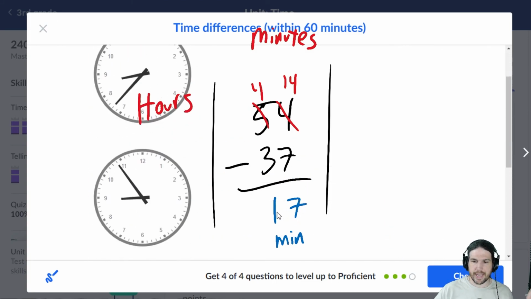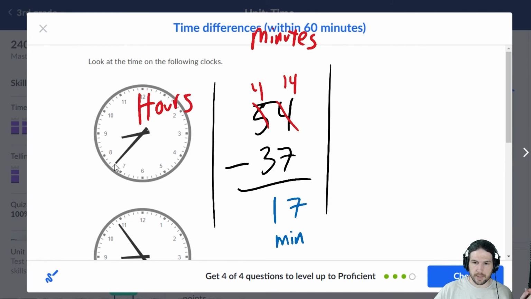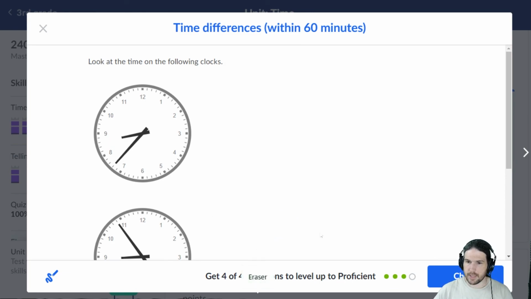I'm doing a quick sanity check, which means going to here and adding 17 minutes. Let me go ahead and erase this work and say, okay, well, what would happen if I added 17 minutes? Well, that would be 1, 2, 3, and 5 is 8, and 5 is 13, 14, 15, 16, 17. Yep, it would indeed be right where it's supposed to be.